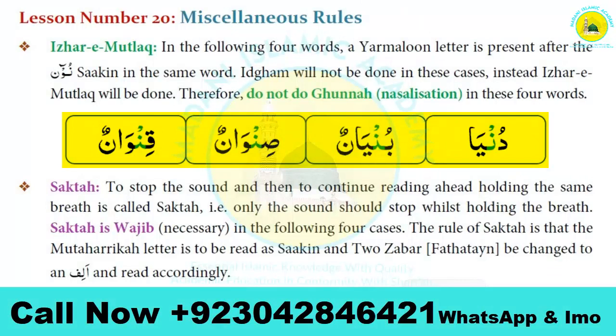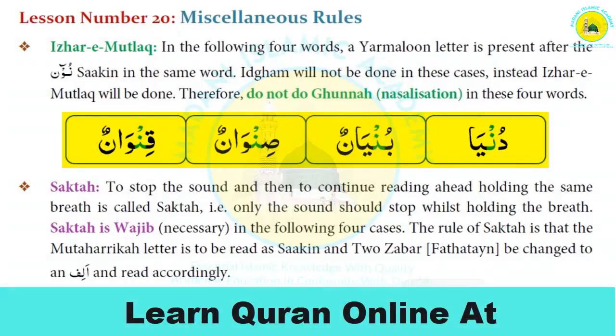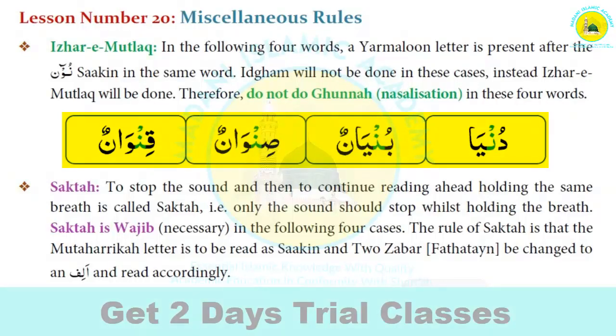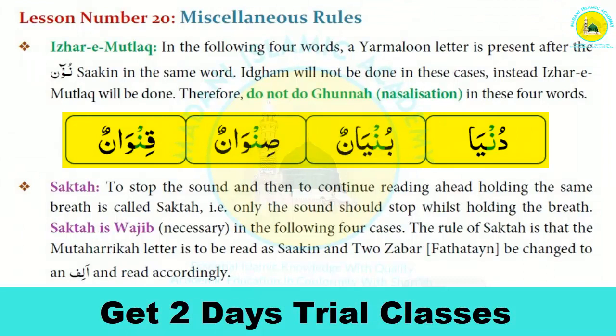So if you can repeat after me. Dunya, bunyanun, swinwanun, qinwanun. So the noon sakin, the ya and the waw appear in the same word, therefore, and these are the only four words that come in the Quran. But whenever it comes, you will not do gunna on the noon sakin.